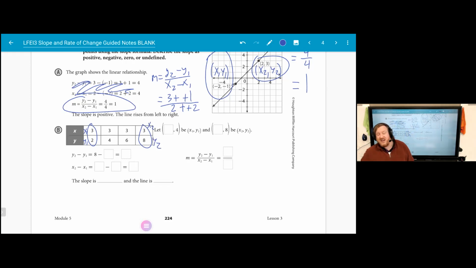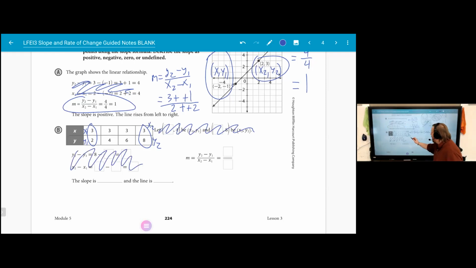If you want to pick something different and check it, I bet we get the same thing, because that's how slope works. Let's go ahead and do this thing. I'm going to completely ignore what they're asking me to do because I can do that. I'm going to focus over here. y2 minus y1, or 8 minus 2, divided by x2, 3, minus x1, also 3. Let's simplify. 8 minus 2 is 6. 3 minus 3 is 0.